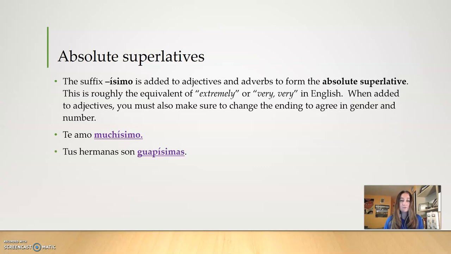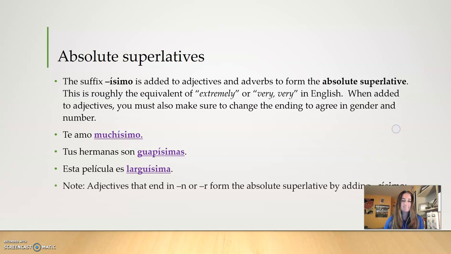Tus hermanos son guapísimas. Esta película es larguísima. Also, note that adjectives that end in N or R form the absolute superlative by adding císimo. It's just an extra C before the ísimo. Por ejemplo, recomendé este estudiante porque es trabajadorcísimo. He's extremely hardworking.